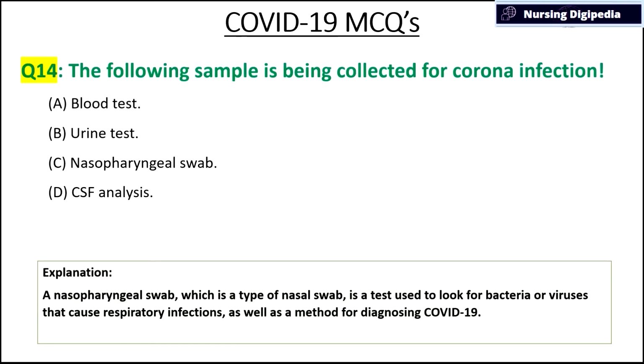Question 14. The following sample is collected for corona infection: A. Blood test, B. Urine test, C. Nasopharyngeal swab, D. CSF analysis. And the answer is C. A nasopharyngeal swab, which is a type of nasal swab, is a test used to look for bacteria or viruses that cause respiratory infection, as well as a method for diagnosing COVID-19.